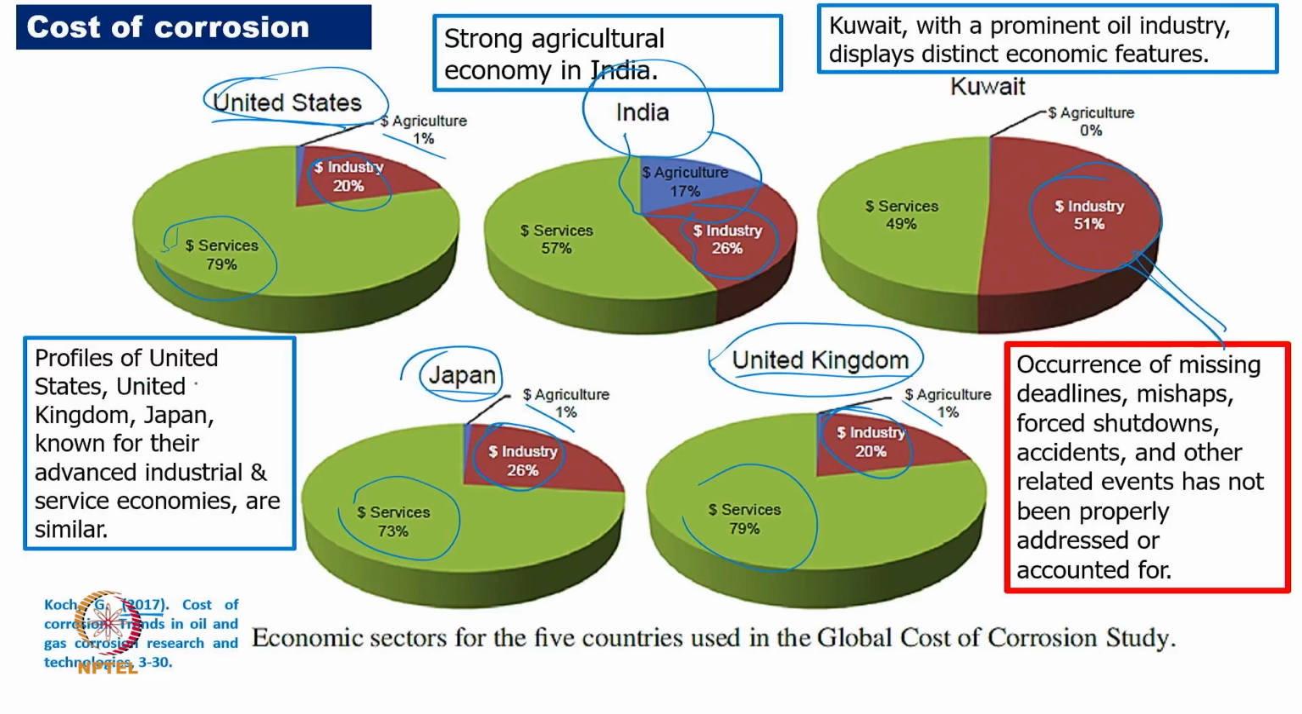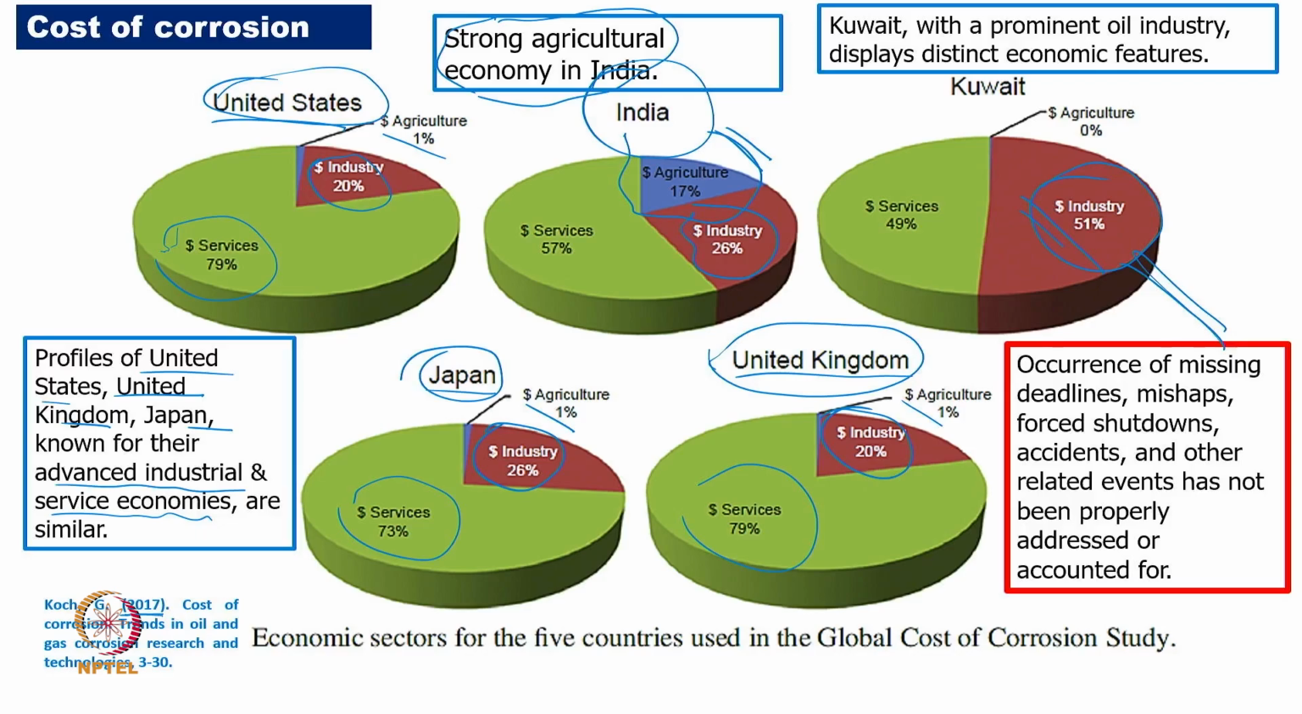So what we can say here is that the United States, United Kingdom and Japan are all known for their advanced industrial and service economies, and the pattern is more or less the same. Coming to India, India has a strong agriculture base, so equipment corrosion is also on the higher side, particularly on the agriculture side. Coming to Kuwait, they do not have much agriculture, but they have an oil industry, so the cost of failures or corrosion will be higher on that side.